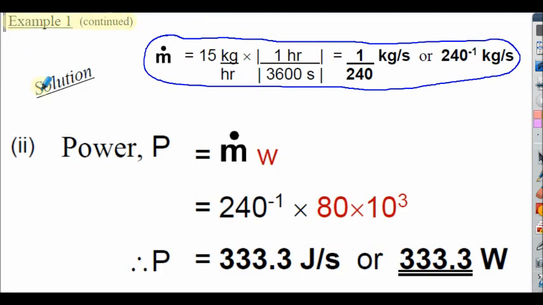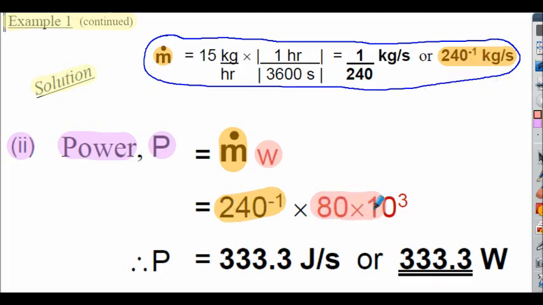In example 1, solution continued. I've just repeated our calculation for the mass flow rate here purely for reference to show the value of m dot. So step 2, as I've labelled this in my solution, we're calculating now the power. That's the mass flow rate m dot multiplied by the specific work done from our previous slide. Inserting the values, mass flow rate shown above, approximately 80,000 joules per kilogram for our specific work done. Hence our power works out to be 333.3 recurring joules per second, or 333.3 watts. That's the solution to example 1.